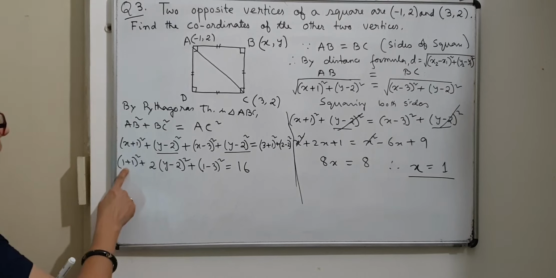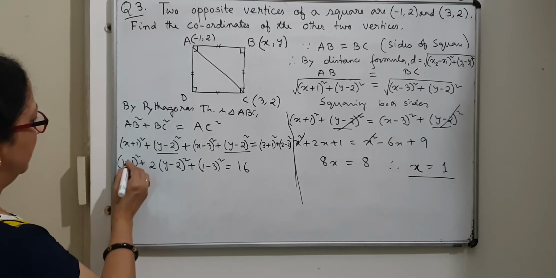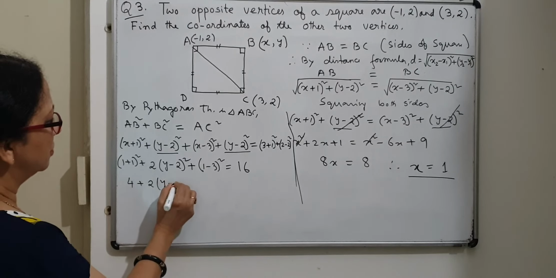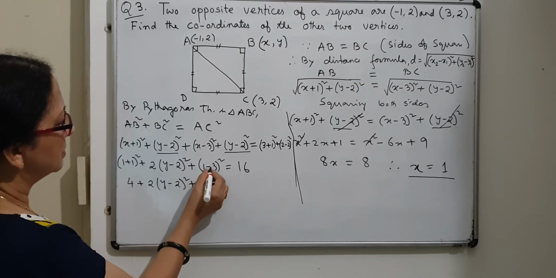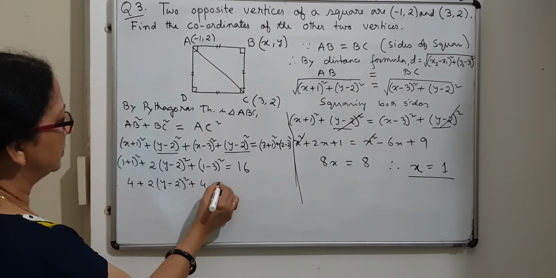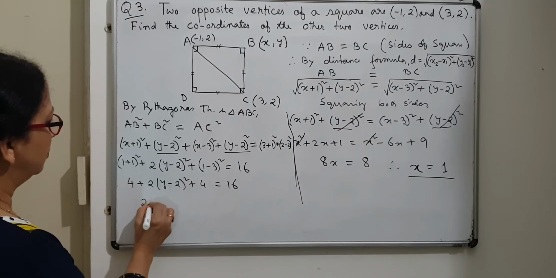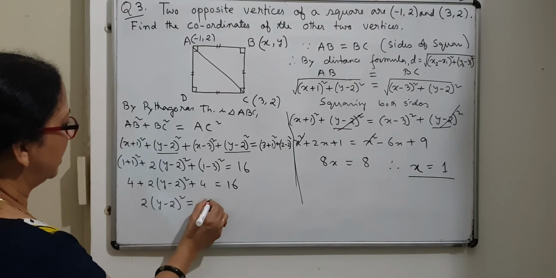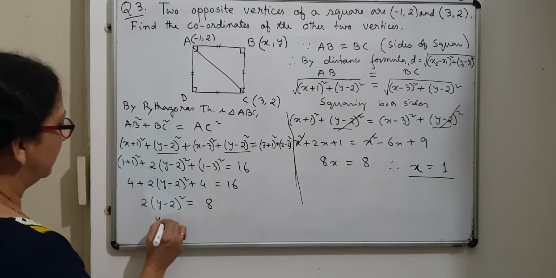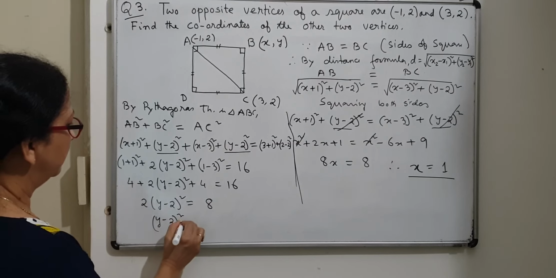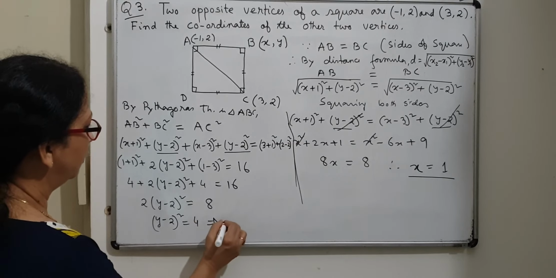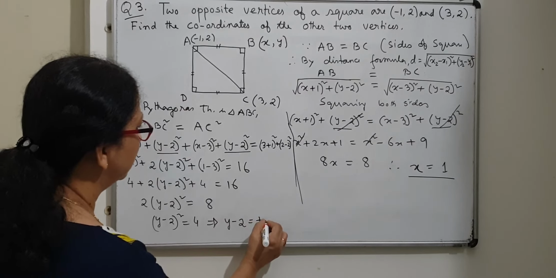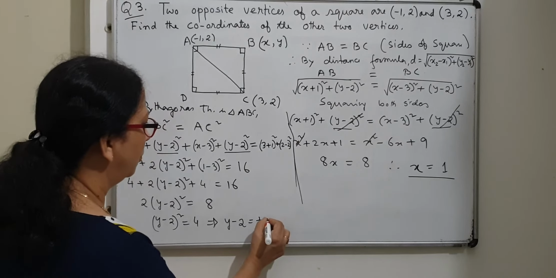Again you see, this is your 2 square is 4 plus 2 into y minus 2 whole square plus again 3 minus 1 minus 2 whole square is 4 is 16. So if I simplify, 2 into y minus 2 whole square, 16 minus 8 is 8, or y minus 2 whole square is 4, which gives you, taking square root, y minus 2 is equal to plus minus root 4 is 2.